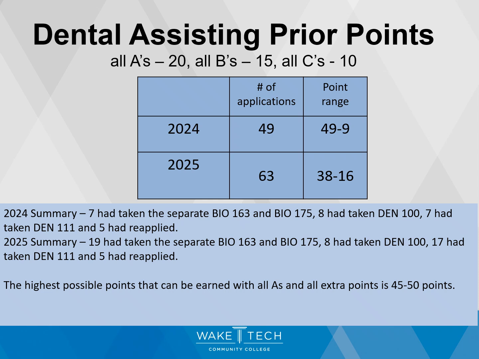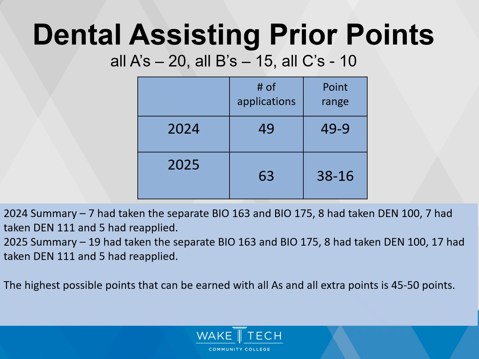So it's important to understand points. Often we have over 50 students who apply and we can only accept 32 into the program. So if a student had all A's, that equates to 20 points. If a student had all B's, that equates to 15. And if a student has all C's, that equates to 10. In 2024, we had 49 applicants, and the ranges of those accepted was 49 to 9. In 2025, we had 63 applicants, and the accepted range was from 38 to 16.